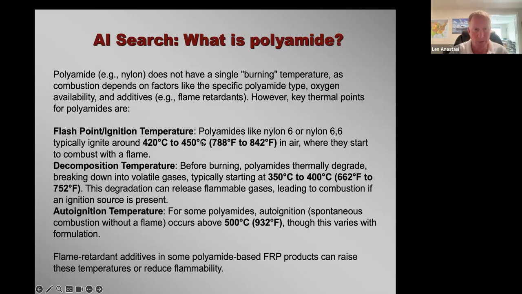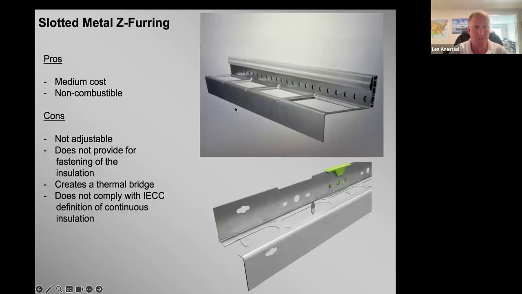The flashpoint temperature, where ignition occurs, is 788 to 842 degrees. The decomposition temperature, where it starts to fall apart, is 662 to 752 degrees F. And then what they call auto ignition is at 930 degrees. These are all below the 1200 to 1800 degrees. So I think this is why myself and a lot of other experts don't like using those.